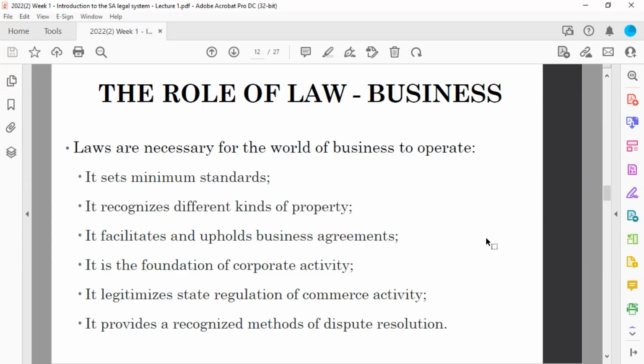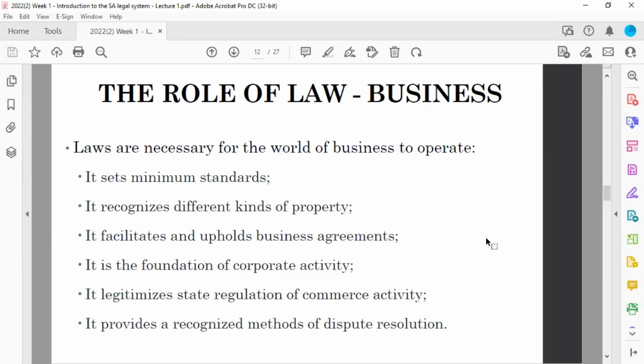The role of the law. What is the purpose of the law in business activities or commercial activities? Firstly, the law sets a minimum standard to which everyone has to apply, a minimum standard to which the state and other people have to apply. Why? Because there is constitutional law, the Bill of Rights. The Bill of Rights applies to the state, but also to everyone else. So there are minimum standards.